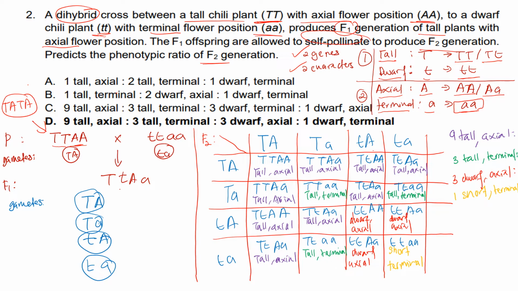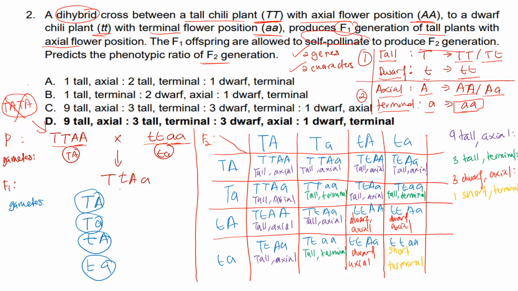Don't ever swap the alleles around like that. Okay, so this will be wrong. And for the second parent, it has the phenotype dwarf and terminal flower position.